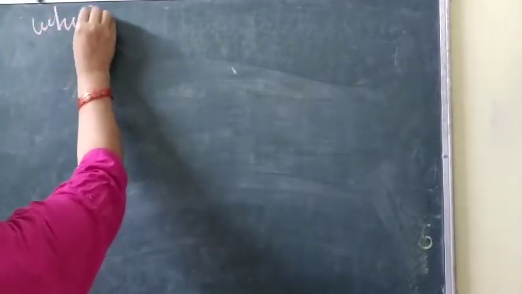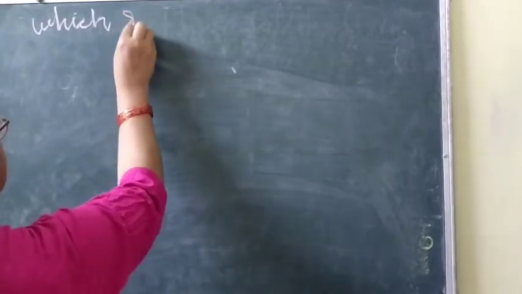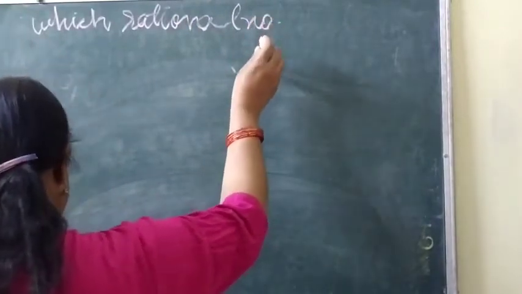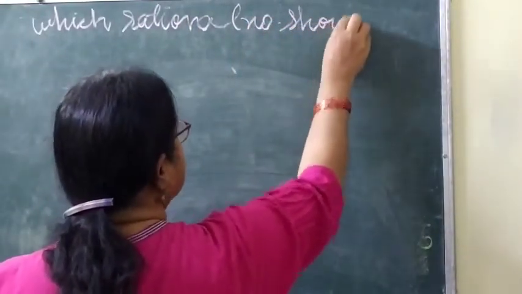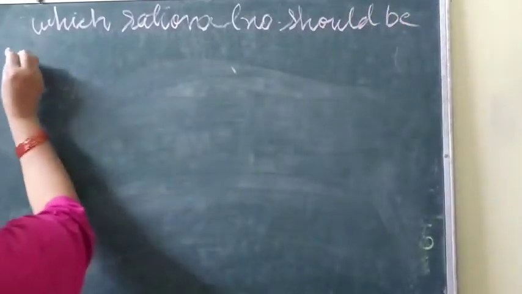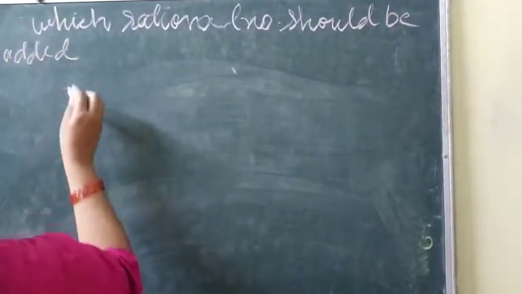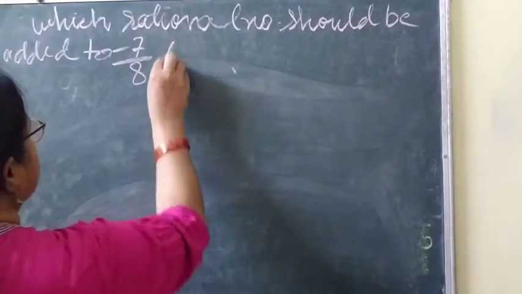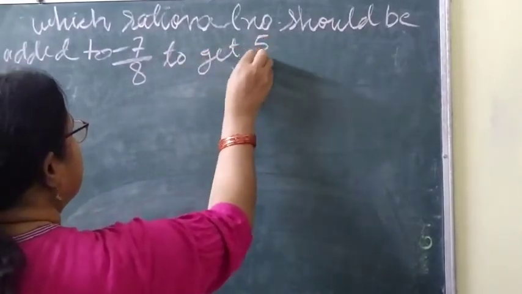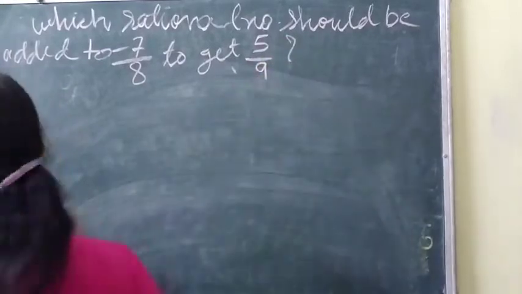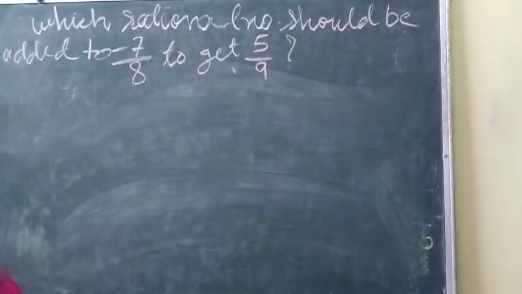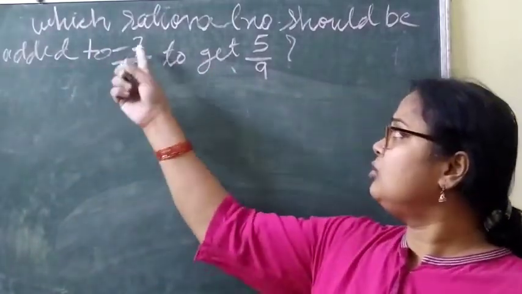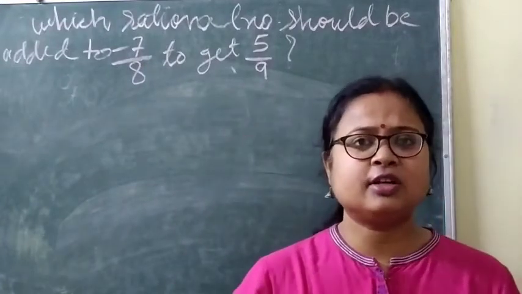Which rational number should be added to minus 7/8 to get 5/9? This is the question. Which rational number should be added to this one to get 5/9? Which rational number? Don't know.